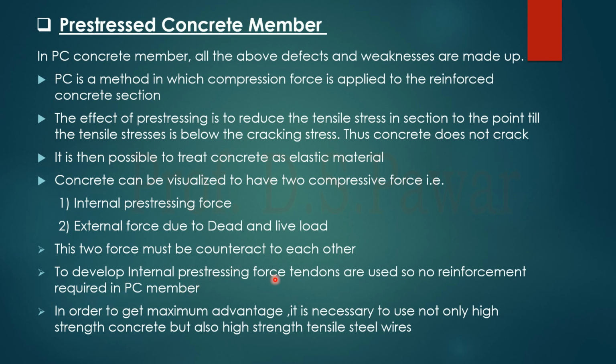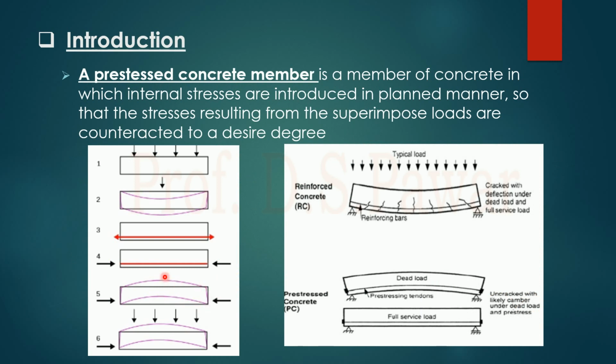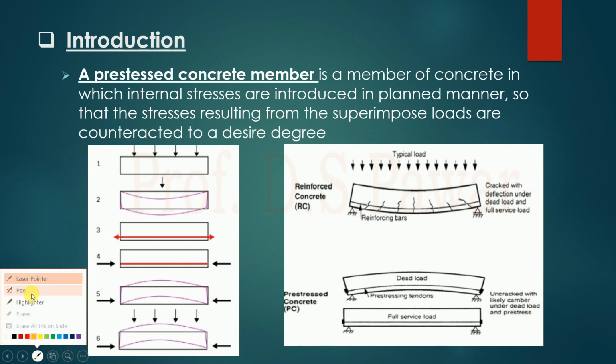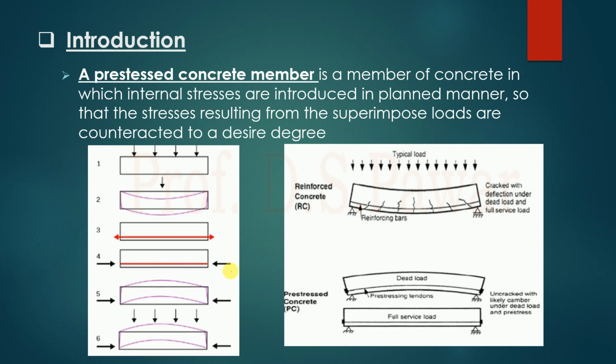To develop the internal pre-stressing force, tendons are used, so no reinforcement is required in the pre-stressed member. Already I have told you, by providing this tendon, to create the compression forces, you have to create the forces here with the help of the tendon. So this is called a tendon. With the help of the tendon, initially we place the tendon here, we stress the tendon, apply load here, and then we cut the tendon and hold it here by using some anchorages.